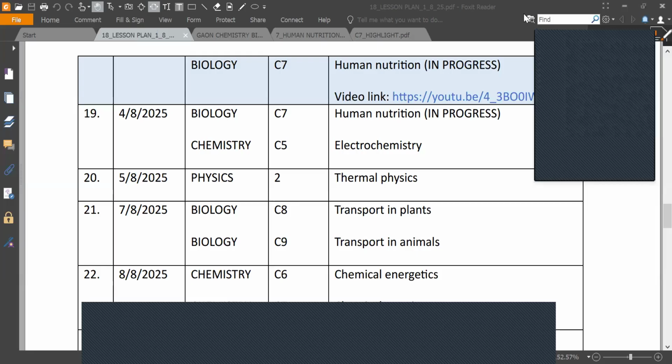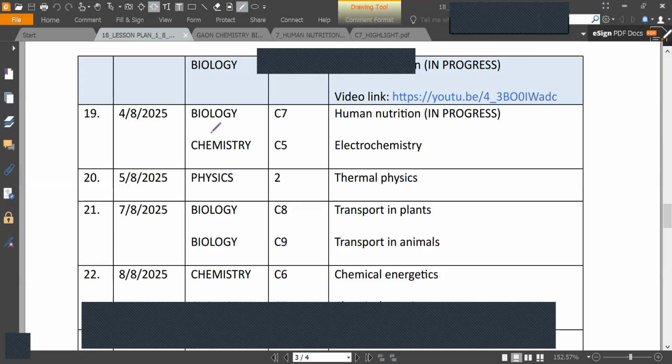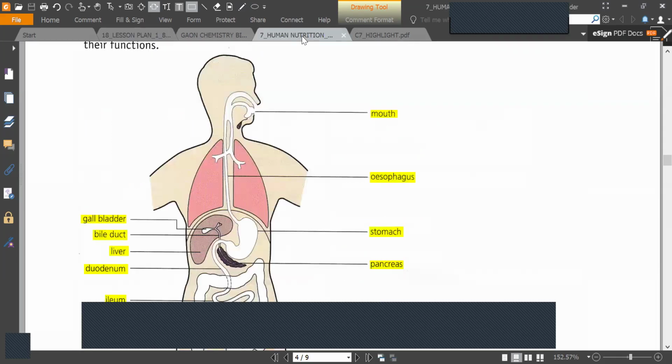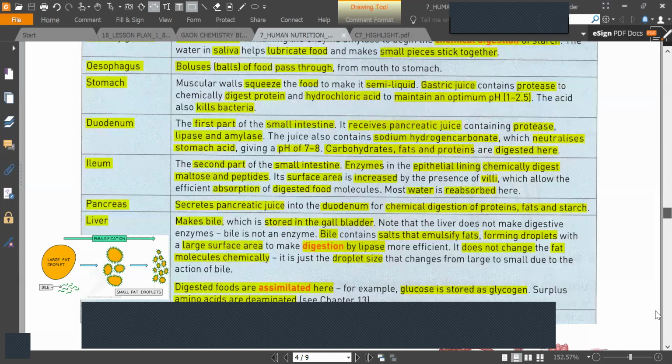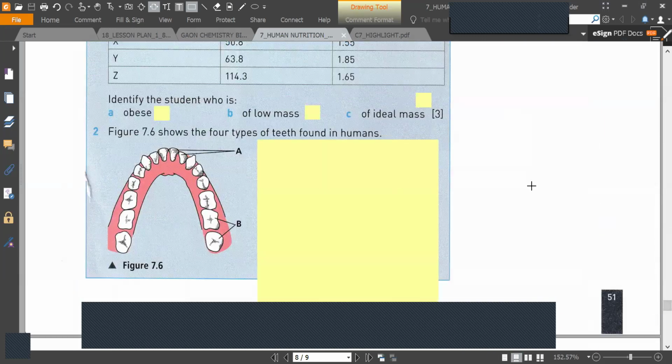Okay, let's continue. Last week we were up to biology unit 7, human nutrition, so we will continue with that. We were up to here, question 2. This question is very straightforward.